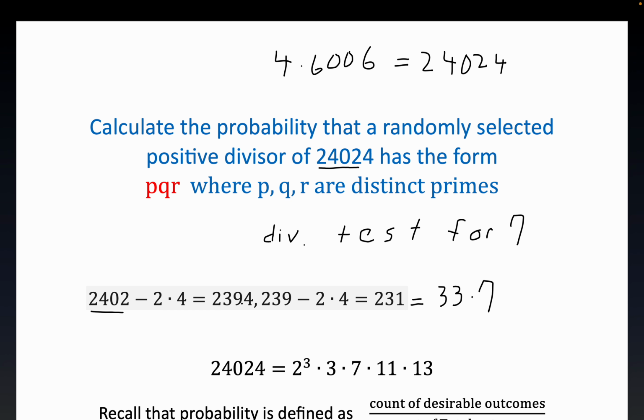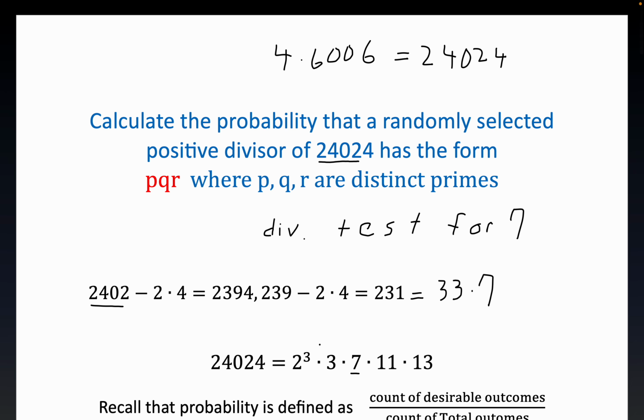Now it's not immediate whether or not this is divisible by 7, so you just rinse and repeat. Notice how you chop off, and all you have is 239, and then you subtract, and you get 231, which is not too hard to do mentally. 231 is equal to 33 times 7, so 231 is a multiple of 7. Ergo, 7 is part of the prime factorization.